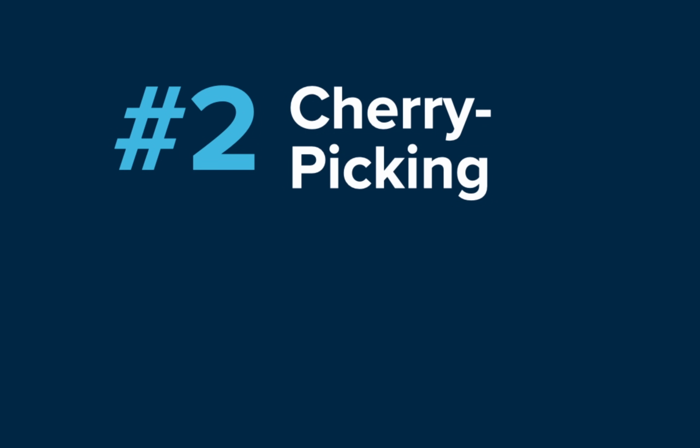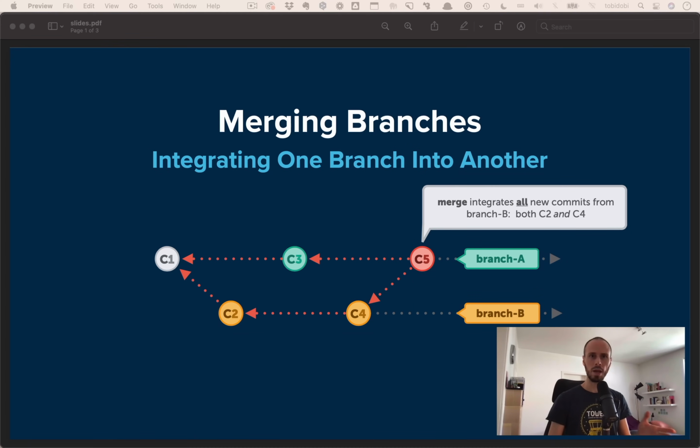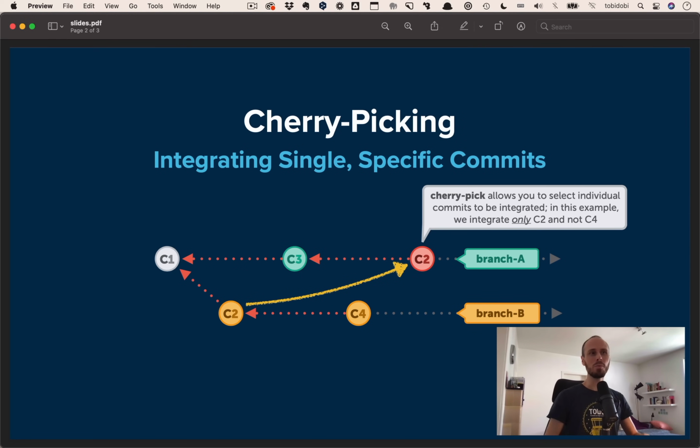Normally, when you integrate commits, you do this on a branch level. You use a command like git merge or git rebase and integrate all the new commits from one branch into your current HEAD branch. And normally, that's exactly what you want. But in some situations, you might only want a specific commit, not all the commits from another branch. And this is where Git's cherry-pick tool comes in handy.